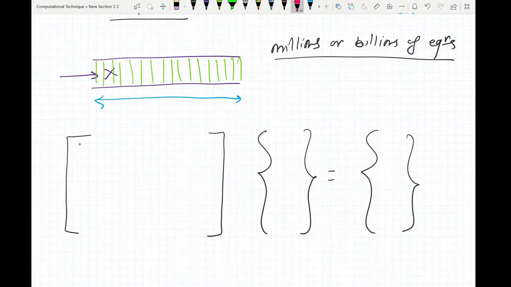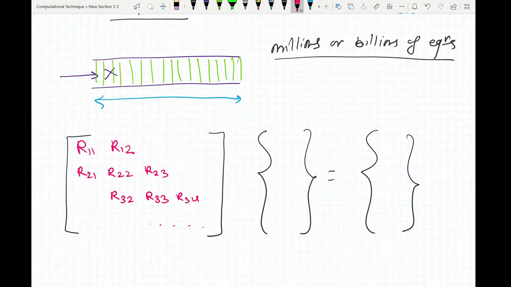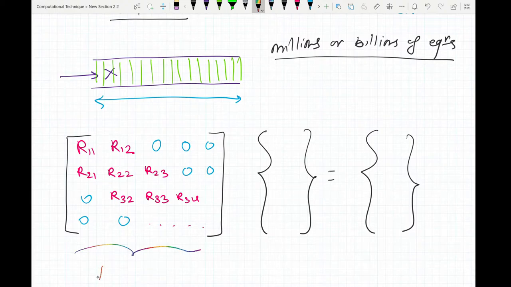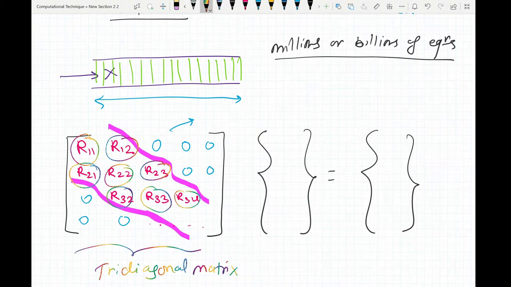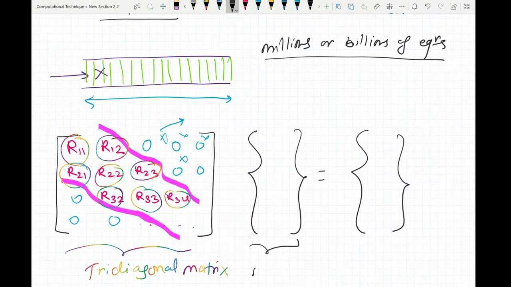where this matrix here, let's say the values are R11, R12, these values here will generally be zero. So this kind of matrix is known as a tri-diagonal matrix. Here you can see that the values which are away from the principal diagonal will be zero. Therefore, to solve them, we generally store only these values here in the computer, and these zeros are not stored. And this vector here will be the vector of unknowns.